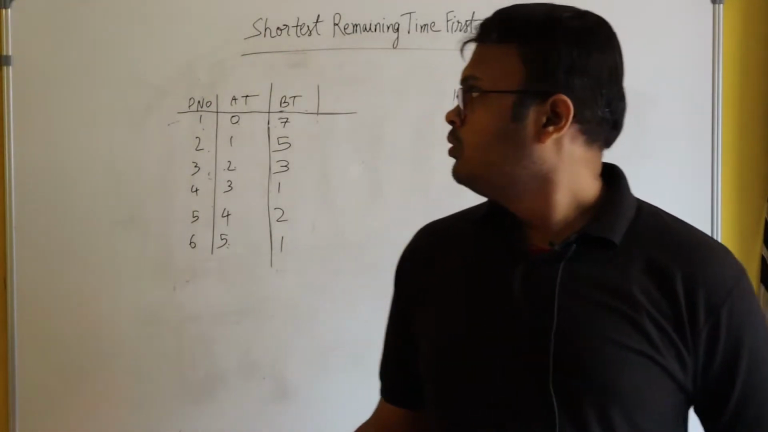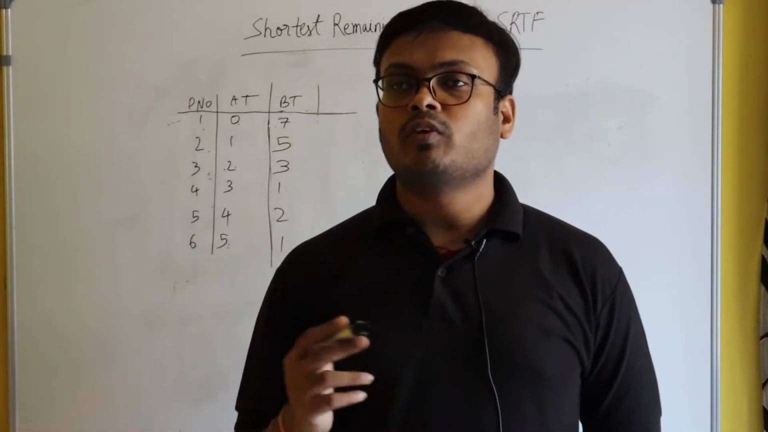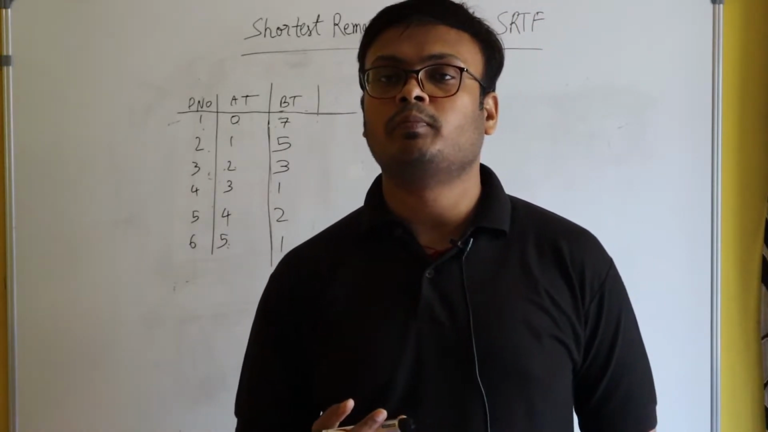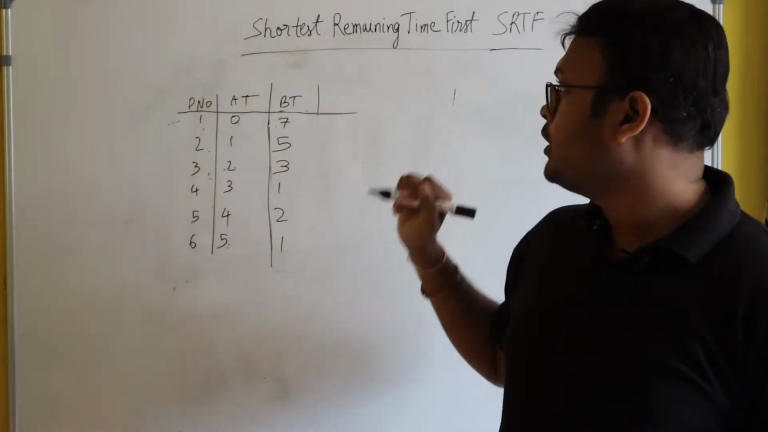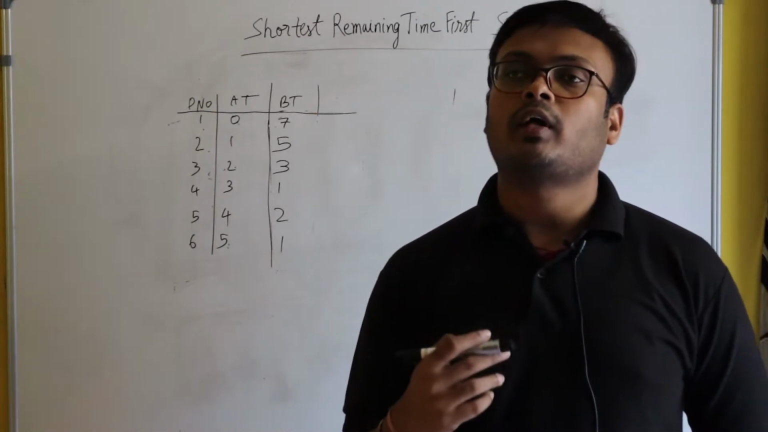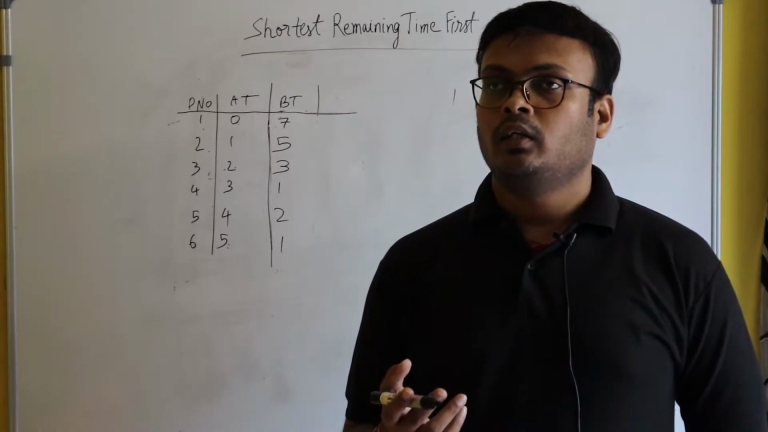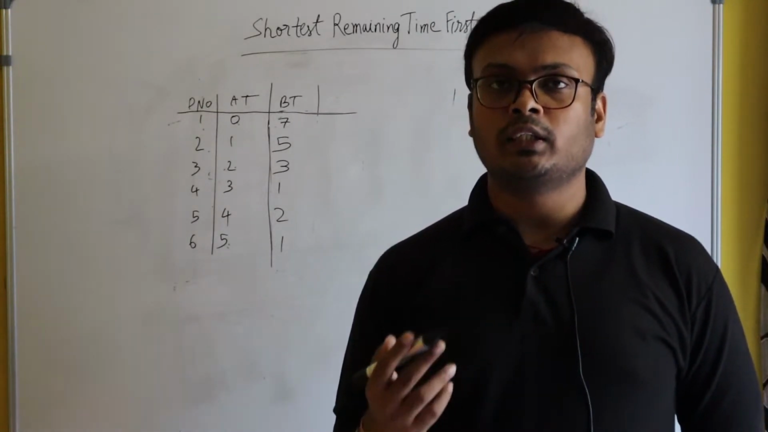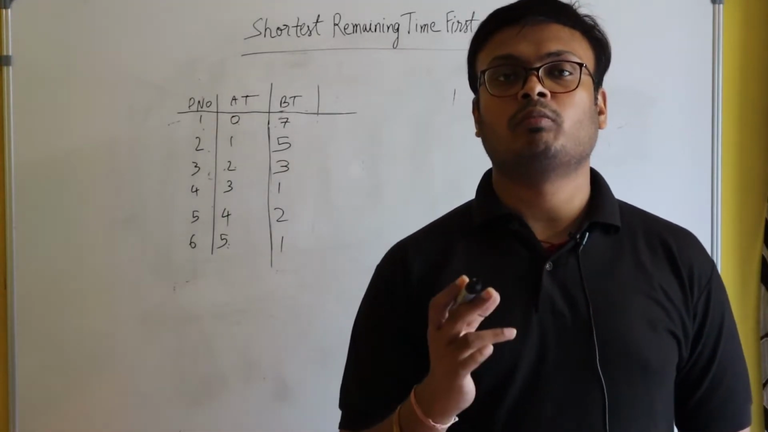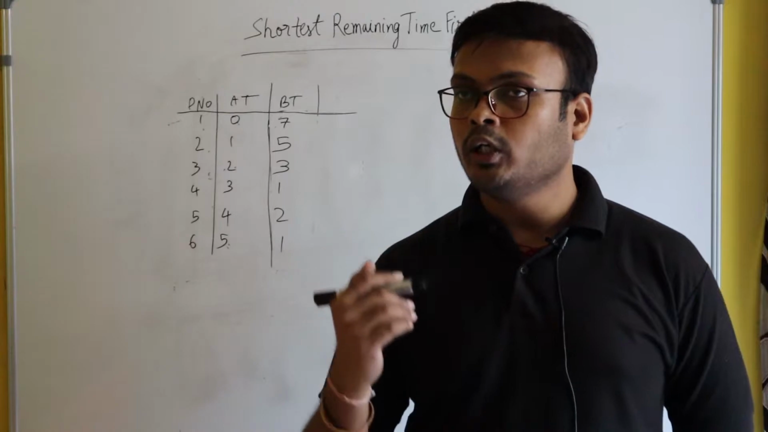So now I will teach you the shortest remaining time first algorithm. It is somewhat similar to the SJF algorithm, but the difference is that SJF is non-preemptive and SRTF, shortest remaining time first, is a preemptive algorithm. What is a preemptive algorithm? If a process is running, it may be possible that in the middle of its execution, even before the completion of its task, the CPU can be snatched from that process and assigned to another process. That is a preemptive algorithm. I already told you.